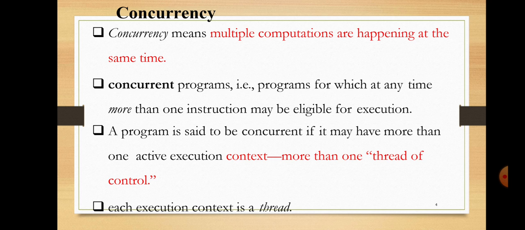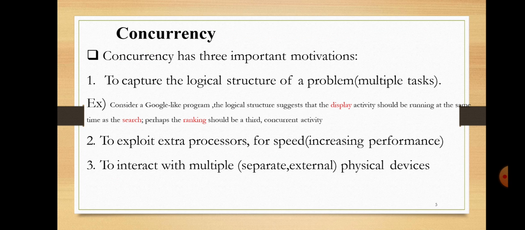Okay, each execution context is a thread. Then what is the idea behind concurrency? Concurrency has three important motivations. First one is to capture the logical structure of a program, that is multitasking.